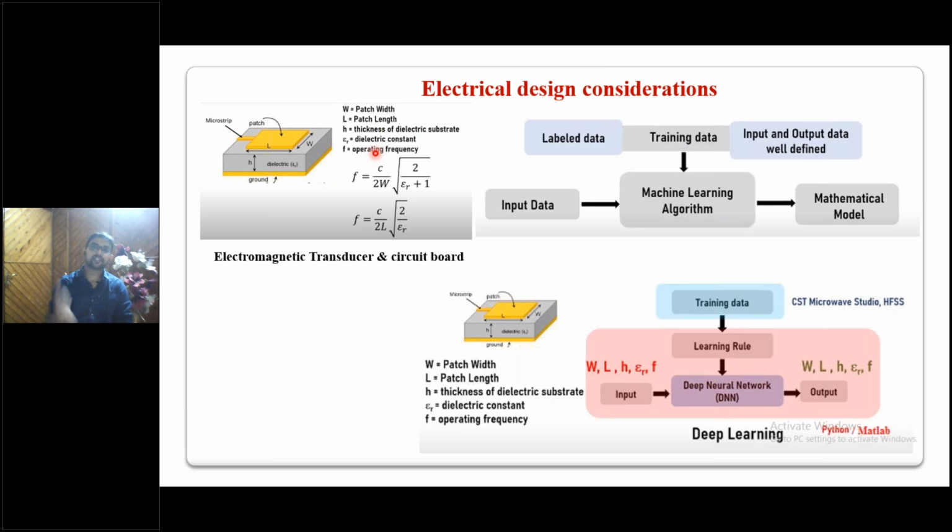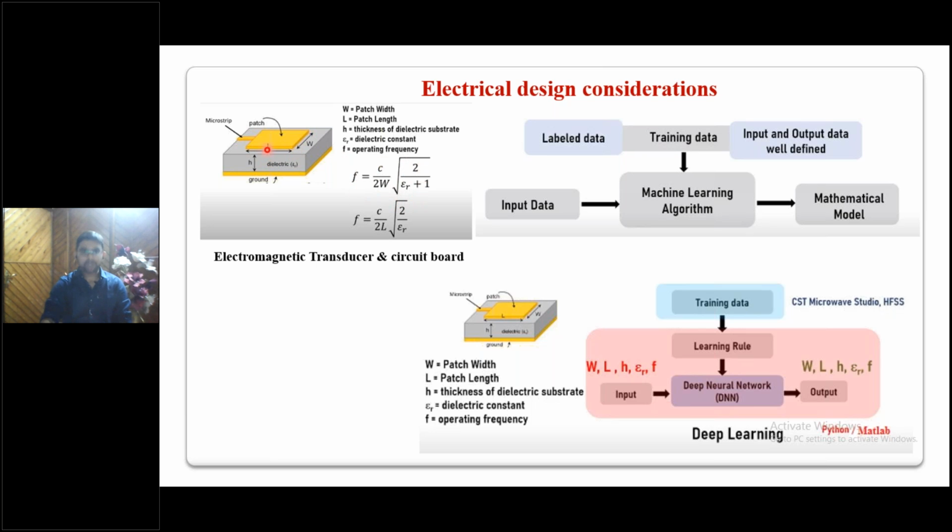Now if somebody asks you how do you make an antenna, how do you design an antenna, the first parameter that you should say is operating frequency. So this is the most important part. As we know from our theory, from our books, from our basic literature, that we can design an antenna based on its length and width.